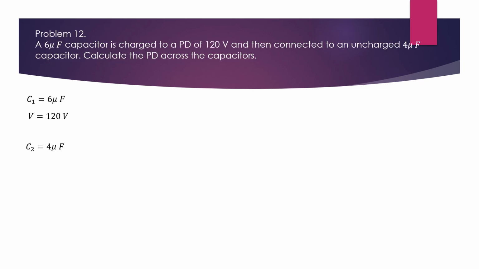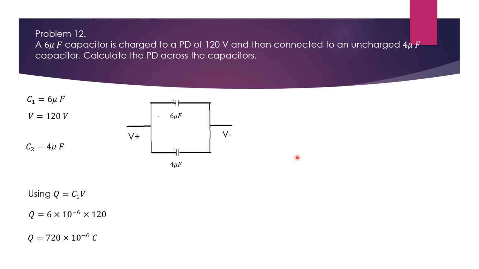Now comes the last problem, number 12. If a 6 microfarad capacitor is charged to a potential difference of 120 volt and then connected to an uncharged 4 microfarad capacitor, calculate the PD across the capacitor. So given is C1 is equal to 6 microfarad, voltage is equal to 120 volt, C2 is equal to 4 microfarad. Now using Q is equal to C1V, we know that Q is equal to 6 into 10 power minus 6 multiplied by 120 volt. It gives us Q is equal to 720 into 10 power minus 6 coulombs.